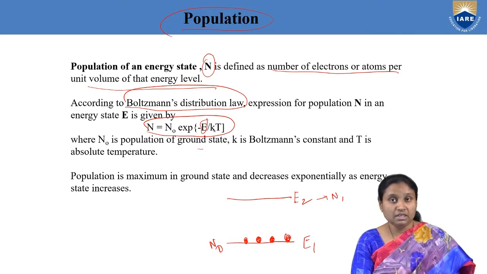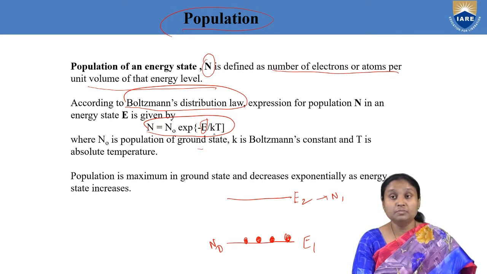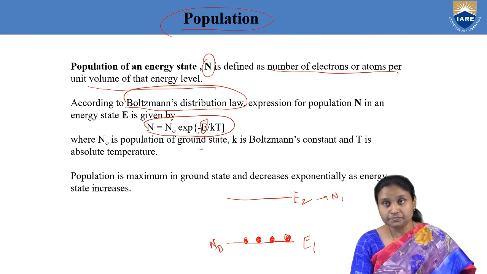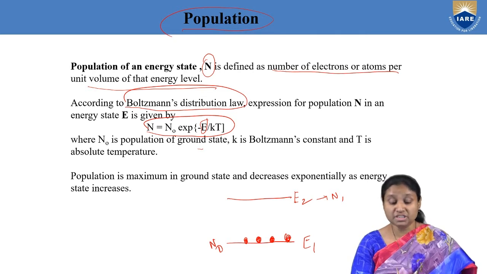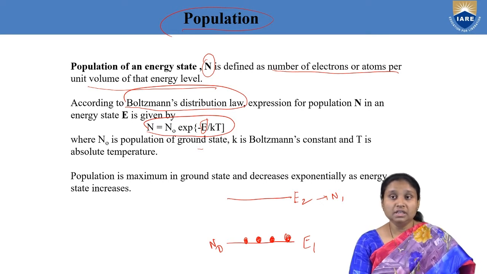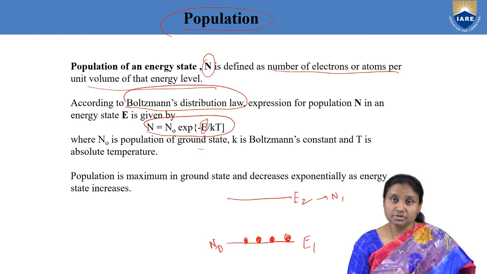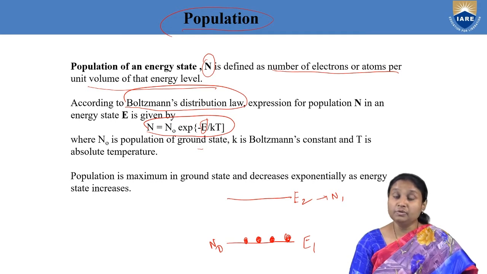And of course, here K in the denominator represents the Boltzmann constant. And what is T here? T is temperature. It means that the population of an energy state is going to change with the temperature. So temperature also plays a very important role. And here, generally what you will observe is, if you take the ground state, its population will be more.